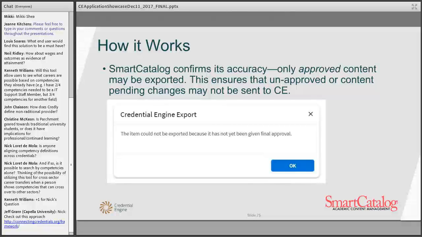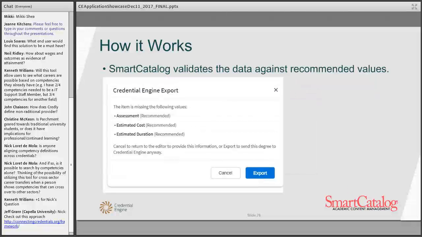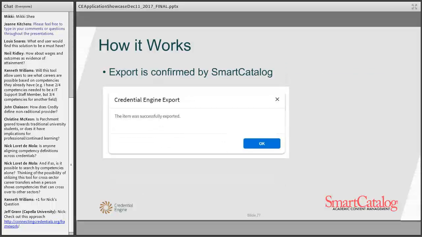and then we'll also confirm its accuracy, because we only deal in official documents of record for the colleges. Nothing can be exported until it's been through the final phase of workflow approval. So we will confirm its accuracy prior to exporting all the way to the Credentials Engine. This means that no unapproved content or content that's pending changes can be sent to CE.